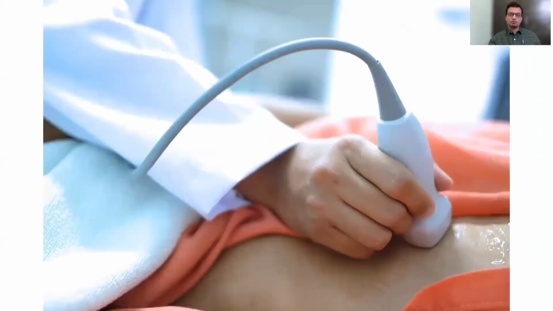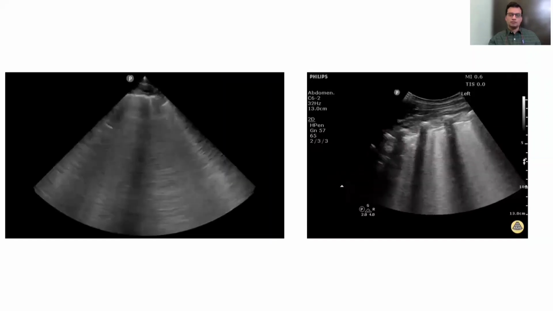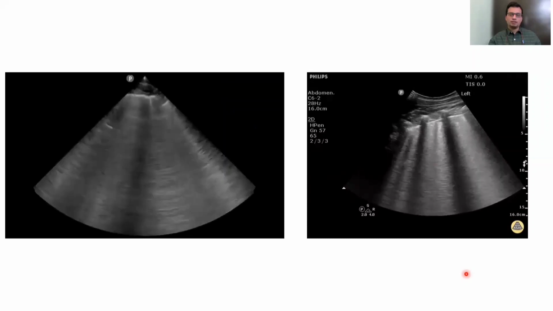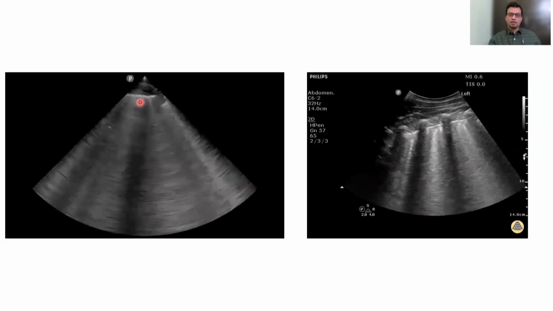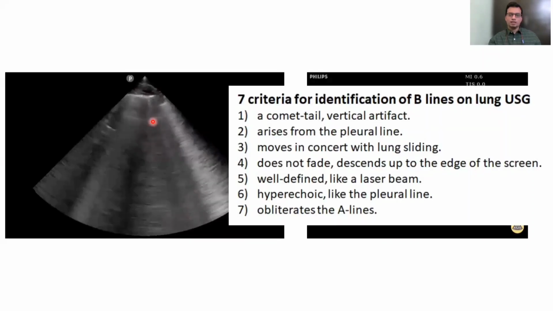Use a cardiac probe for this purpose. Now, there are 7 criteria for identification of B lines on the lung ultrasound. The B lines are comet tail vertical artifacts like this, arising from the pleural line and moving in concert with the lung sliding. Okay, so they will be moving.